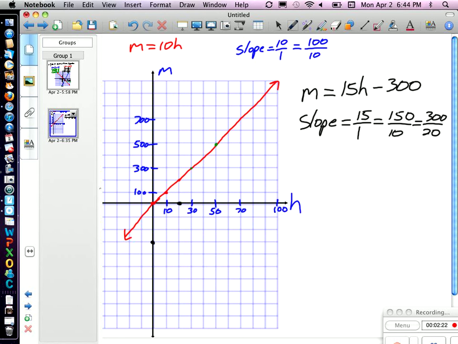1, 2, 3, and then go over 20. I'm going to go up 300, and go over 20. Then go up 300 again, and go over 20. Okay. So I'm going to connect all those. Try to get it as straight as I can.